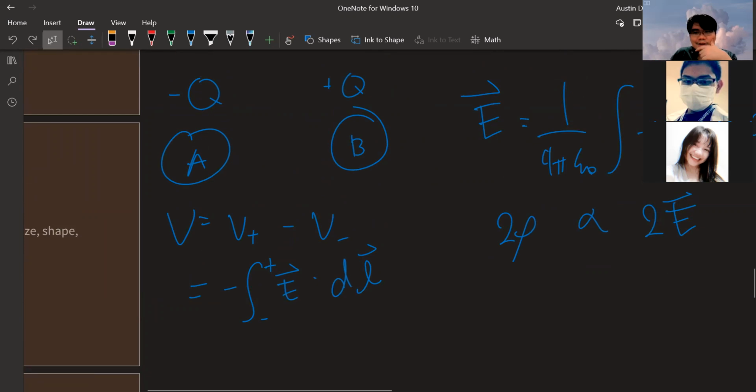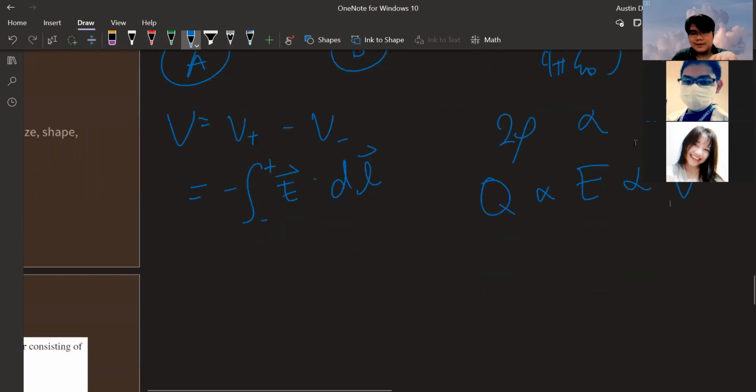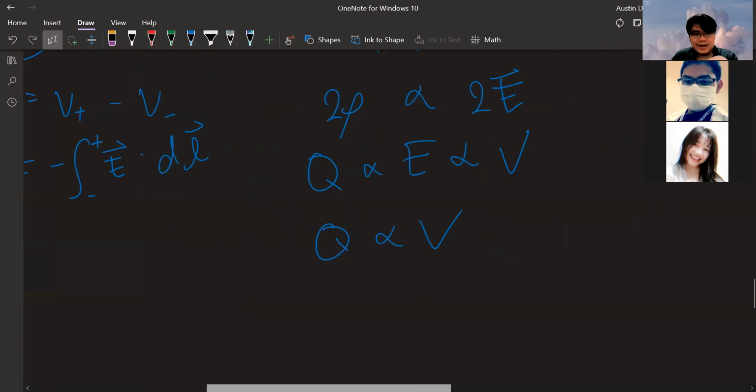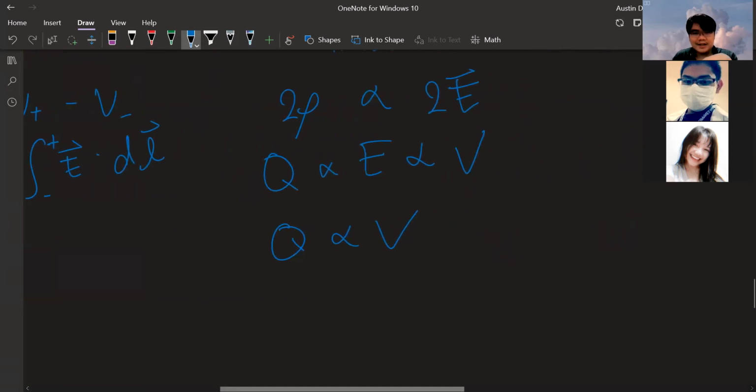Mapapansin natin na si rho, or yung charge mo, Q na lang, total charge. Kasi pag dinoble mo yung total charge, dodoble din naman yung per unit niya or yung density niya. Okay, so ayun ay proportional kay E and proportional to V. Napansin nyo dito, V is proportional to E. So Q is actually proportional to V. And then we will construct a constant of proportionality to accommodate for everything that's left out.